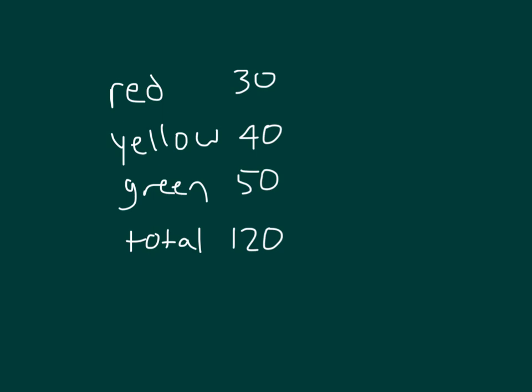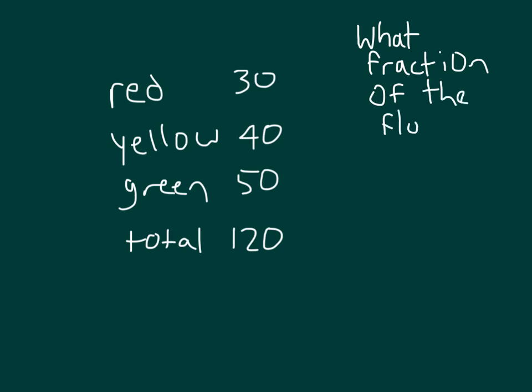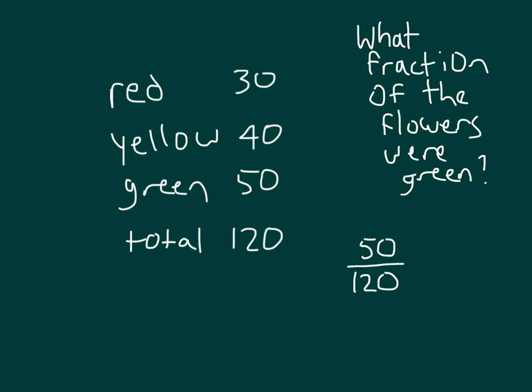Let's look at this problem, and that was the flower problem still. What if it asked a follow-up question, like, what fraction of the flowers were green? These numbers still help us, and the numbers that help us, all we need are actually the total number of flowers, and we also need to know the number of green flowers. So it would be the number of green flowers over the total. 50 of the 120 flowers, or 50 120ths, is the fraction of flowers that are green.